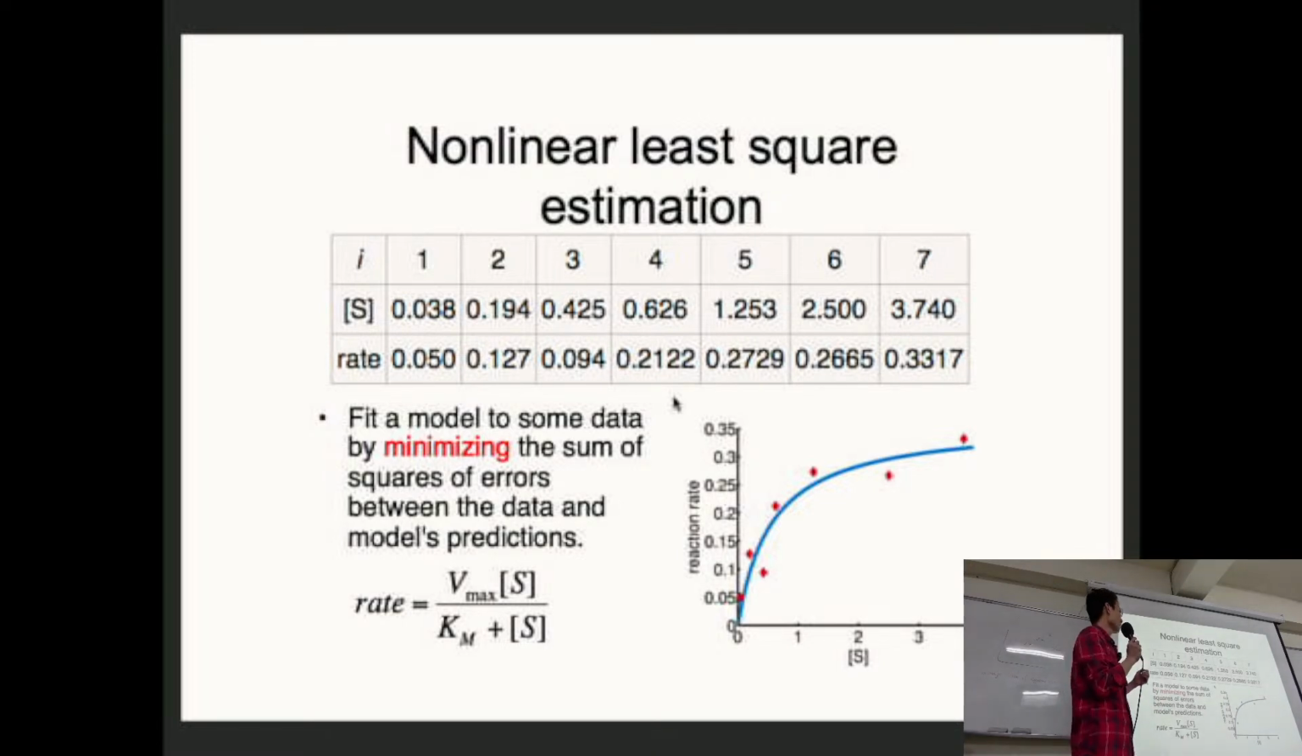We need to find the V max and Km such that the sum of square is minimum. Okay, the minimum. So it is called a nonlinear least square estimation. Least square means that we make that square of error least. It cannot be zero, but possibly make it very small, the smallest as you can, right? So it's the least square estimation.